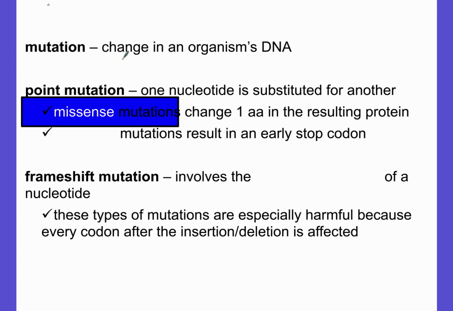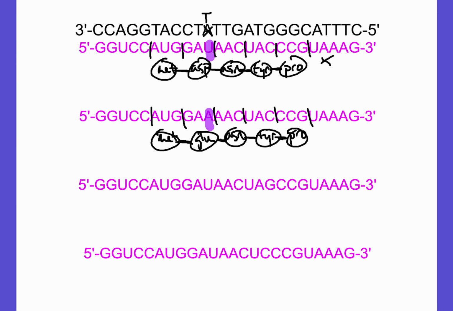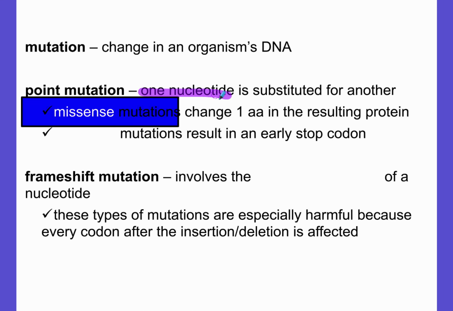So if I change one nucleotide, right? Remember I changed that A for a T in the DNA, or vice versa, whichever one it was. Yeah, it was an A for a T. And it changed the resulting RNA and changed one amino acid in my resulting protein. That's a missense mutation. It's a type of point mutation, but it's missense because it only changed one amino acid.